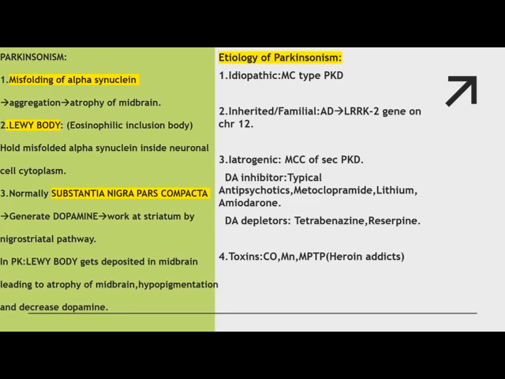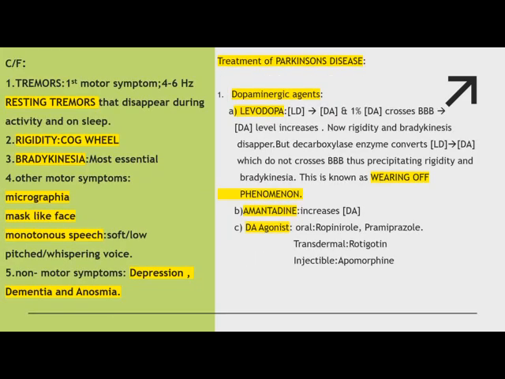Third is iatrogenic, which is the most common cause of secondary Parkinson disease, which includes drugs like dopamine inhibitors, typical antipsychotics, metoclopramide, lithium, amiodarone, and dopamine depleters like tetrabenazine and reserpine. Fourth is toxins like carbon monoxide, manganese, and MPTP, which is used by heroin addicts.